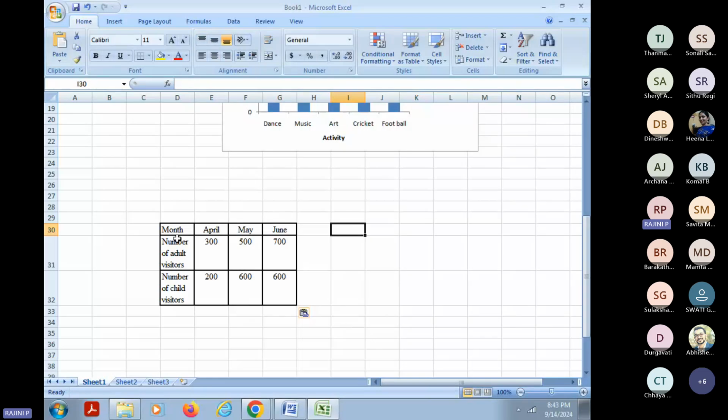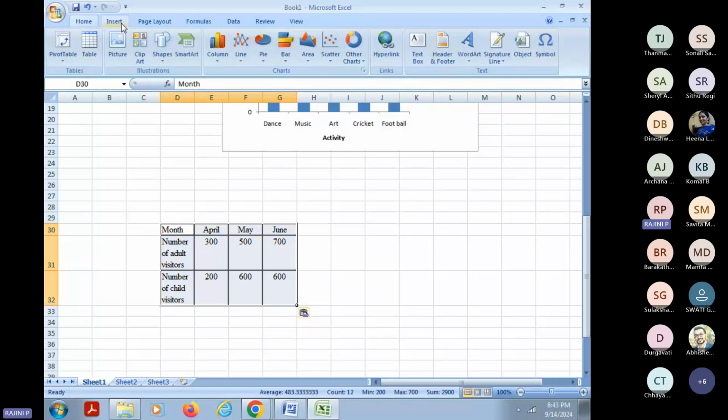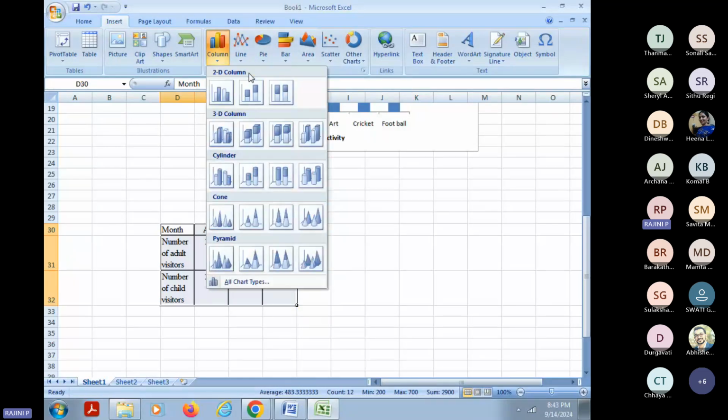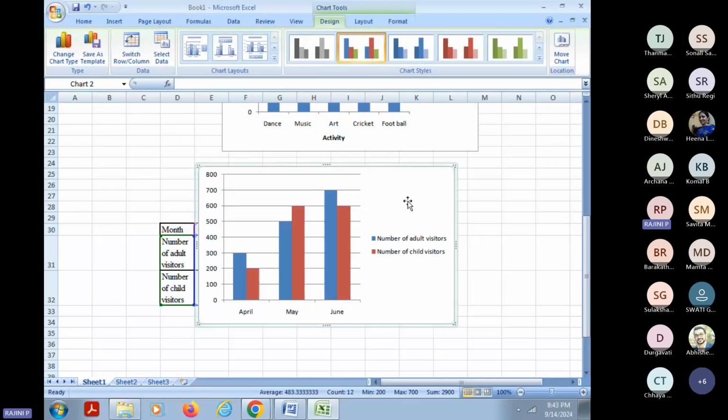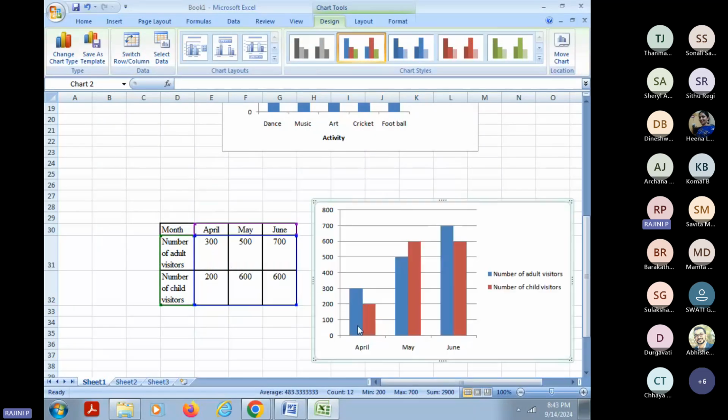Got it? So how can we do that? I have selected the data, then go to the insert, and then columns. In that one, select the first chart subtype only. You'll be getting it. Now you just see that here, it is multiple bar. Why am I telling multiple bar? In one month, we are having more than one bar. In one characteristic, we are having more than one bar. So we'll call it a multiple bar diagram.